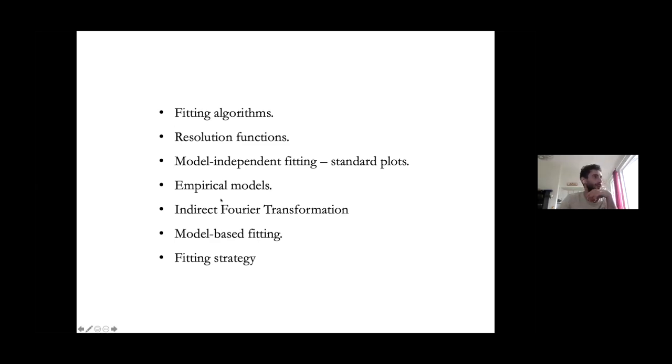And empirical models is something that nowadays, I would say, is not widely used.